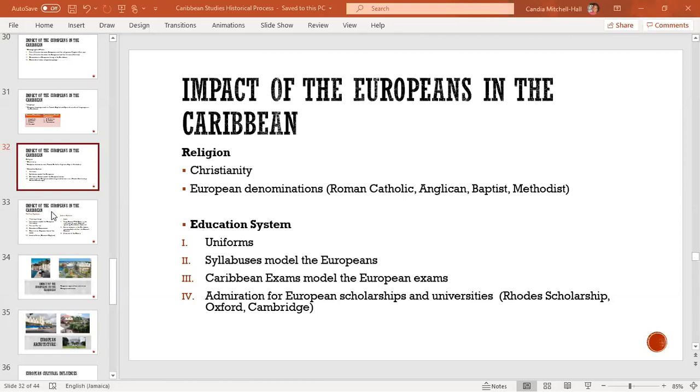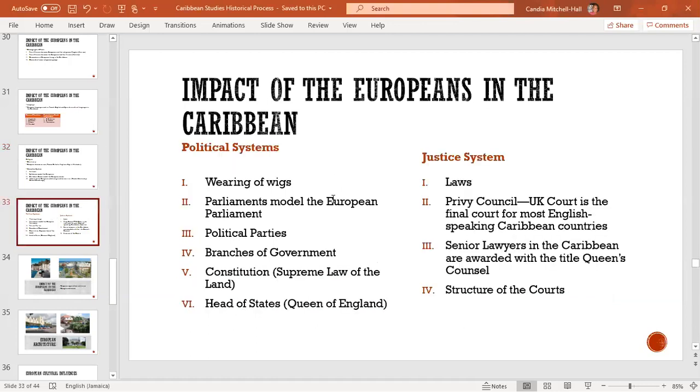Our religion, education system, and political system are largely influenced by Europe. Our political parties, governmental structure, constitution, and head of state. Even today in Jamaica, they still say a prayer for Queen Elizabeth when they are starting the parliament. Yes, she's still our head of state.